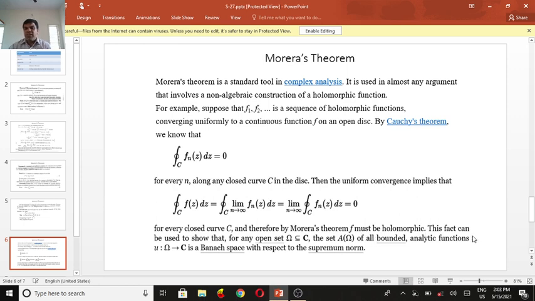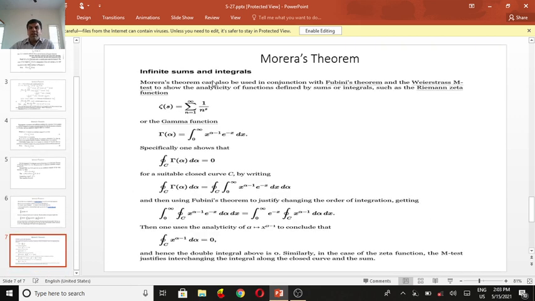This fact can be used to show that for every open disk, the set A of bounded analytic functions on the disk is a Banach space with respect to the supremum norm.